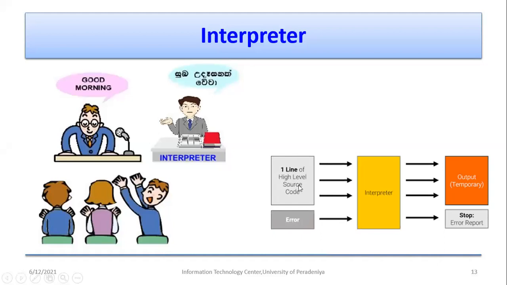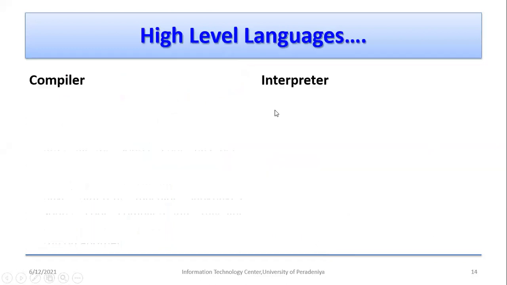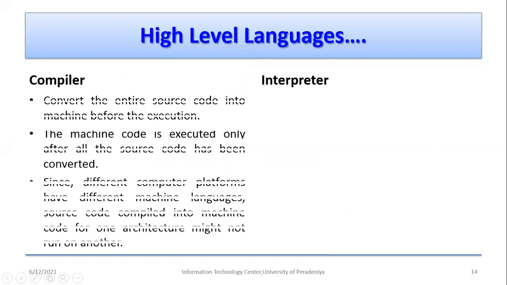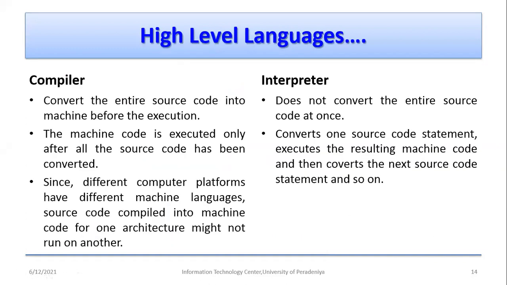So in here, they take the first line of the lecture and then translate. Then they take the next line and then translate. Then they translate line by line, right? Line by line. So this is the comparison of compiler and interpreter.